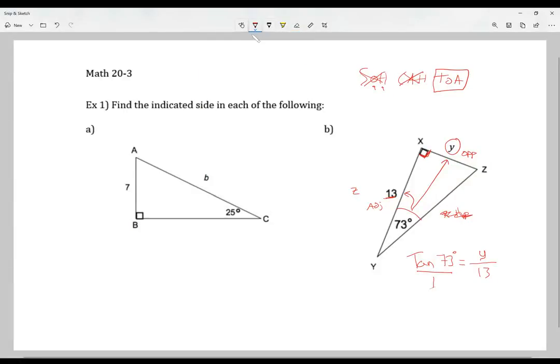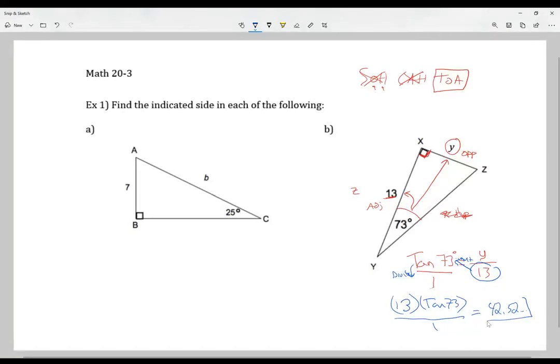So let me just get a different color again. I'm going to start with 13. I'm going to multiply up and across. That will be my multiply. And then I'm going to divide by 1. So my process will be 13 times the tan of 73, all of that divided by 1. So if we do that in our calculator, 13 times the tan of 73 is a number then divided by 1. We should get 42.52 and change.